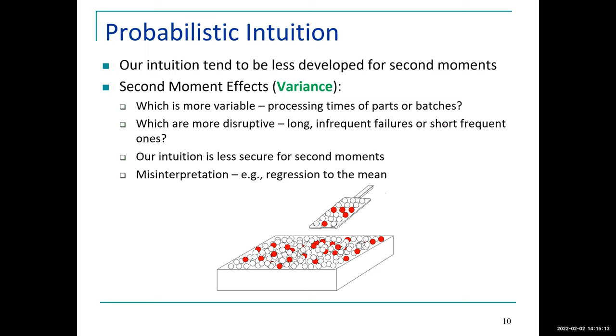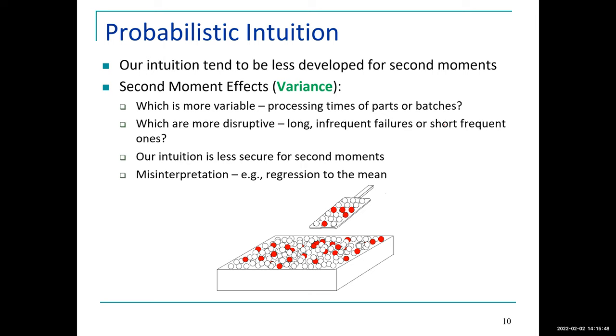However, our intuition tends to be less developed for second moments. Those second moment events involve variance, so the uncertainty, which is more variable, processing times, or parts or batches. We don't know, we're going to have to go look at what's happening and then measure and see what the conclusion is, which are more disruptive, long infrequent failures or short frequent ones. Yeah, again, you have to take into account the variability to be able to make a decision.